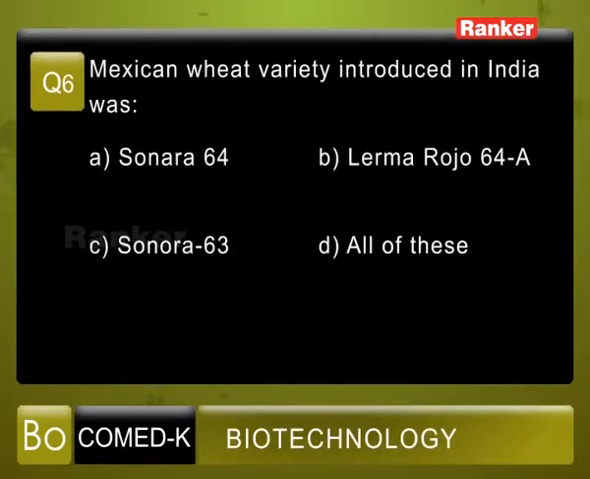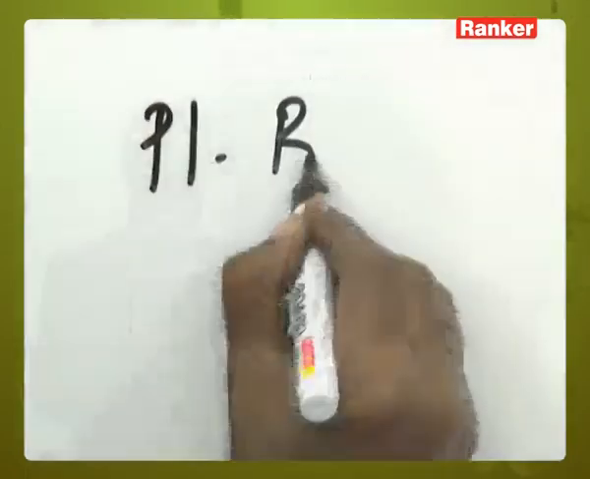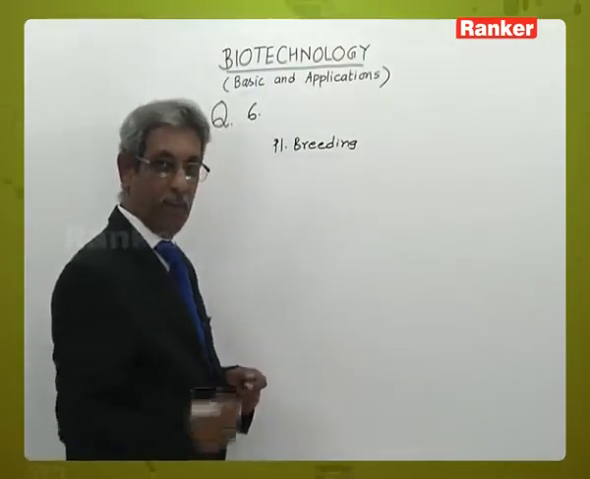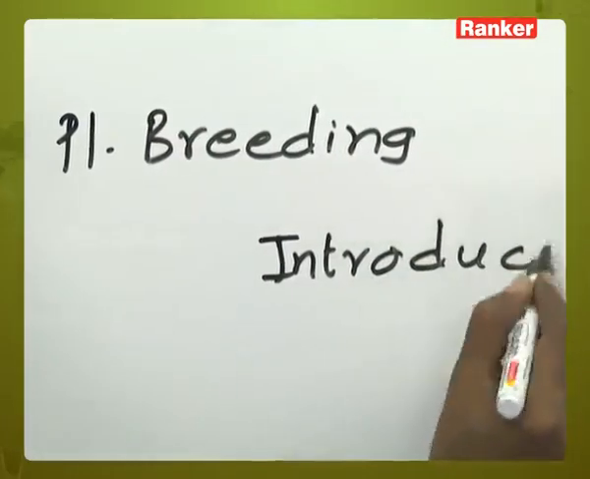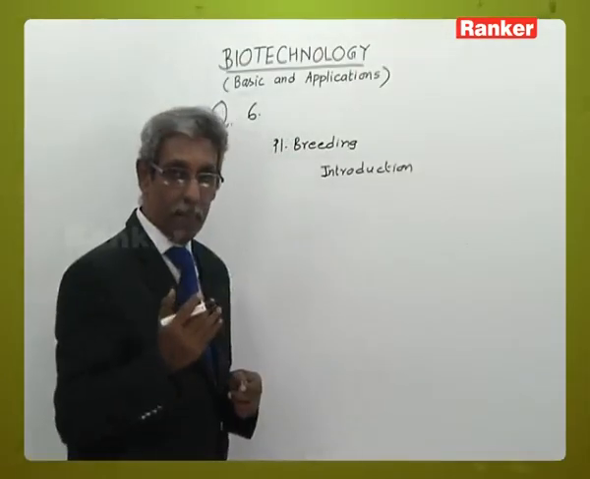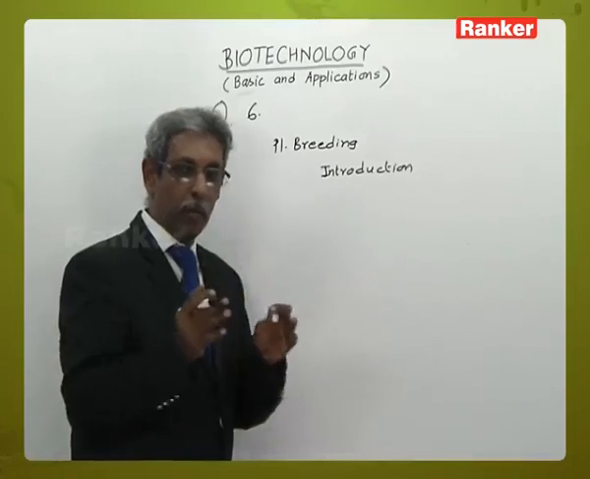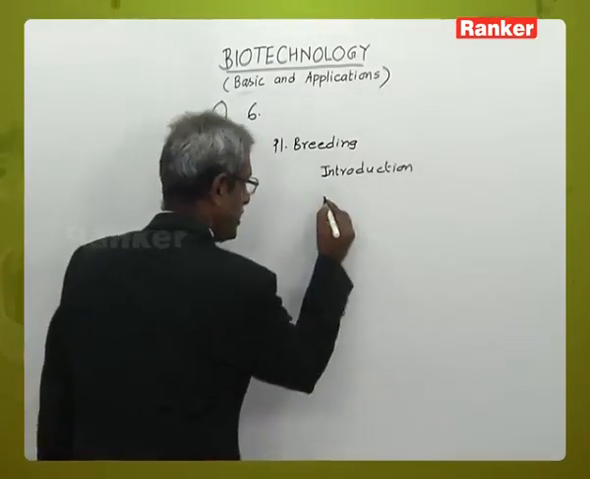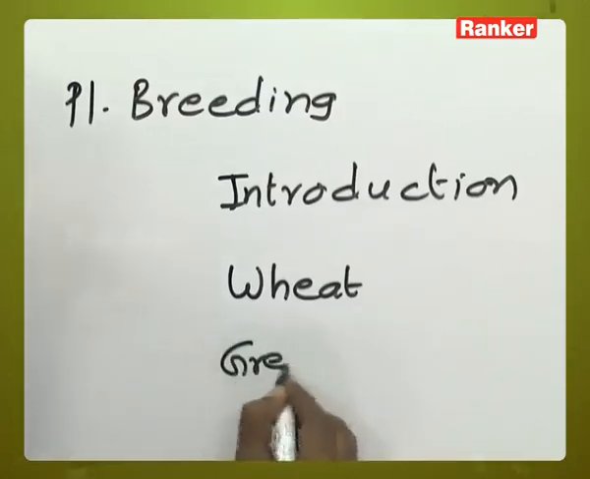Mexican wheat variety introduced in India was, now primarily when you take plant breeding, the first step in plant breeding is termed introduction. Now in introduction, a variety from some other place, not of its origin, is introduced into the local area for cultivation. So introduction has occurred in the context of wheat in India, which has brought in the Green Revolution.